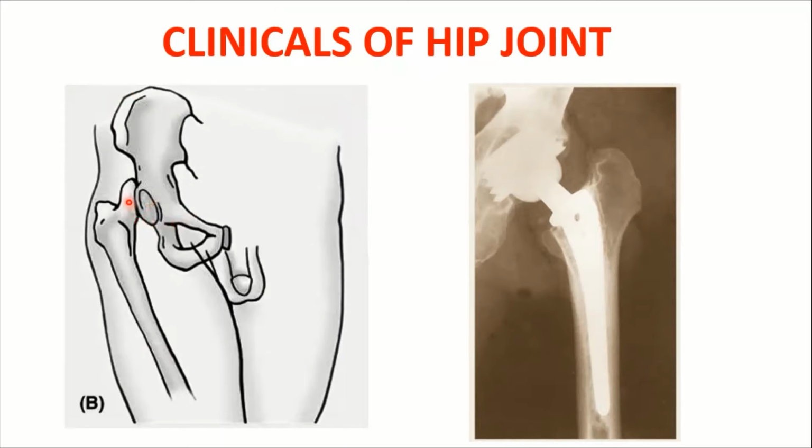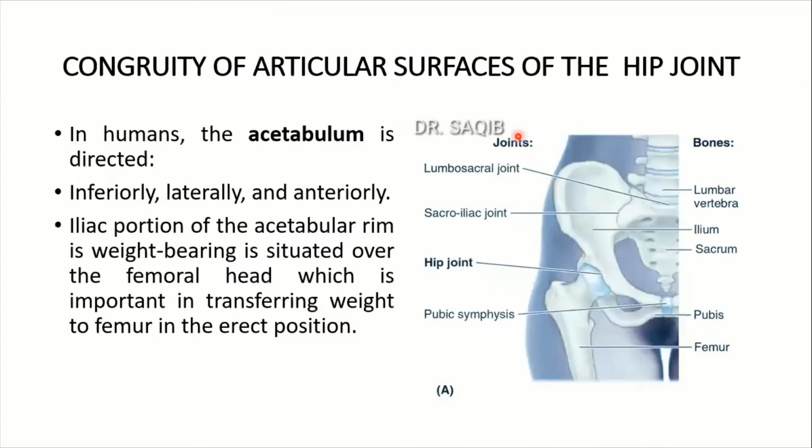Like this is the posterior dislocation, the commonest dislocation of the hip joint, and this is the prosthesis, the metallic prosthesis of the hip joint in the hip replacement.